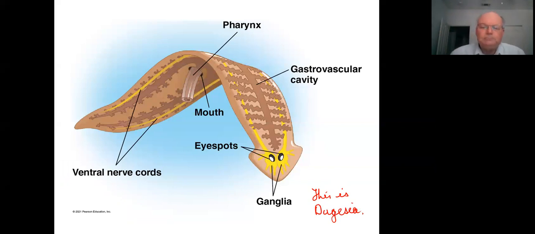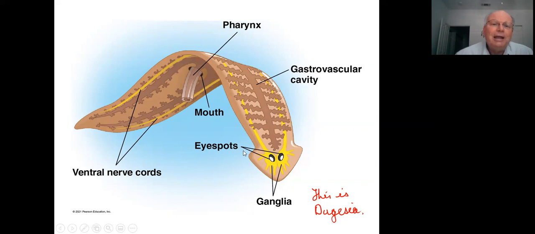So if we were in lab on campus, we would have a little metal tray with probably about 30 or 40 Dugesia swimming around in it, and you could see the shape of the animal, and it has a body plan like this. So you can see the gastrovascular cavity. You can see what I mean by it being very, very highly branched to penetrate into the body of the animal.